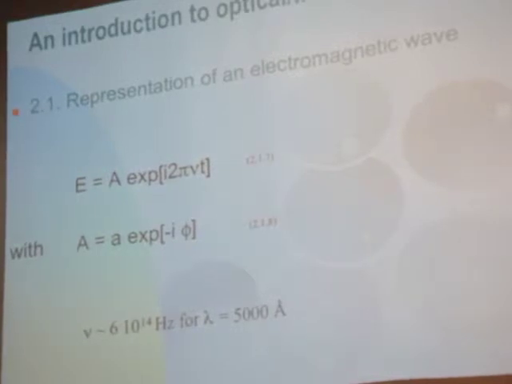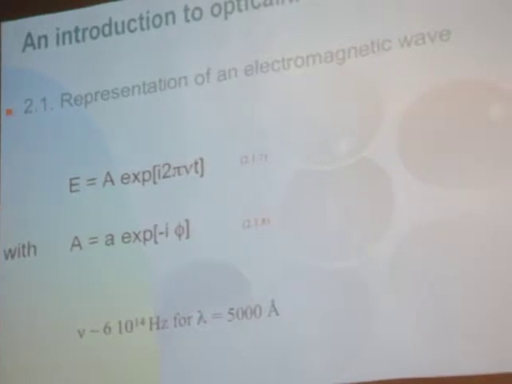Now the problem at the optical wavelengths is that it is impossible to measure variation of the electric field as a function of time.